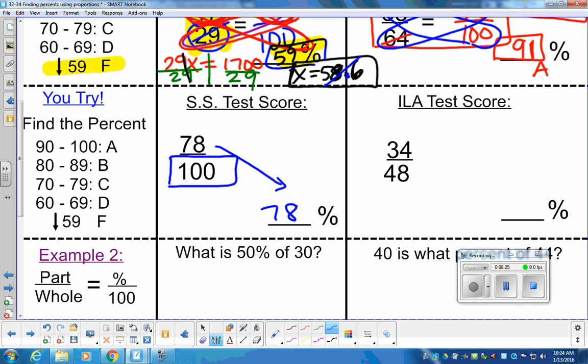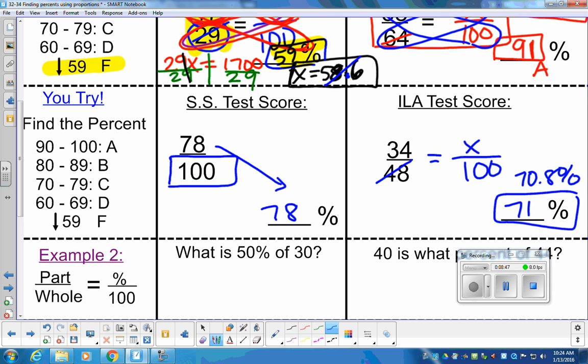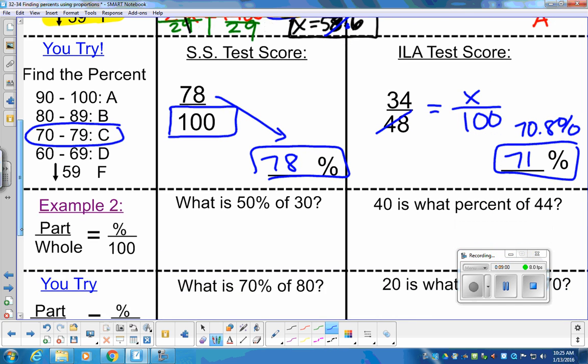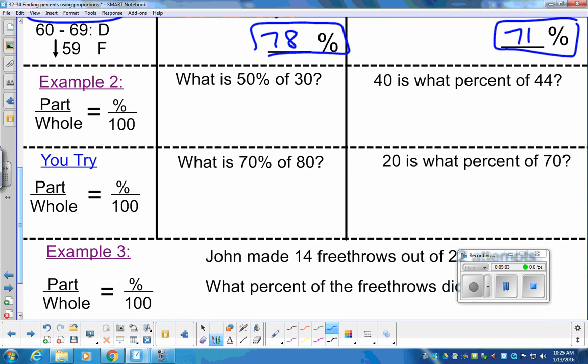Over here, you have an ILA test score. I'm asking you to calculate the percent. The definition of percent is that it's out of 100, so you need to change the denominator to 100 to get the percent. Take cross products and solve. When you do that, on your ILA test, you should have an answer of 71%. I believe it's 70.8%. If you round to the nearest whole, it is 71%, which would give you a C on both your social studies test and your ILA test. It's a high C on the social studies test and a low C on the ILA test. So that is how we would calculate a test score, converting to a percent.